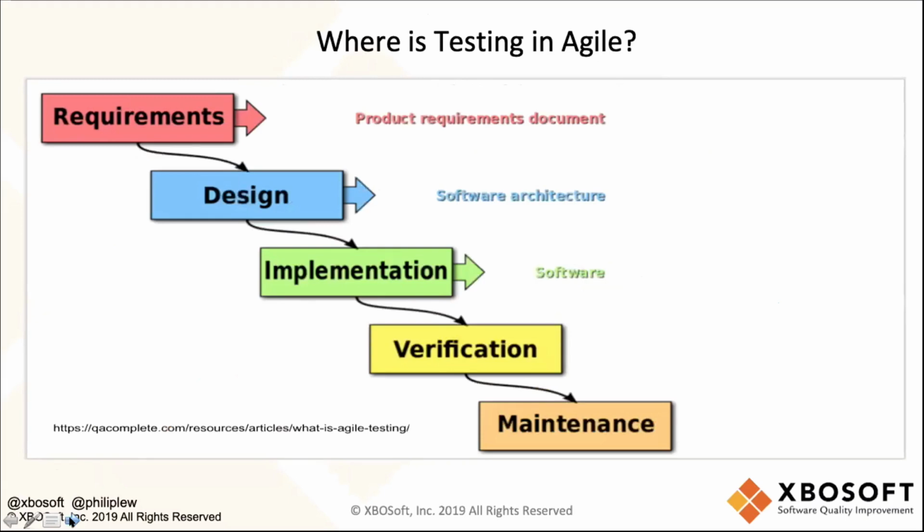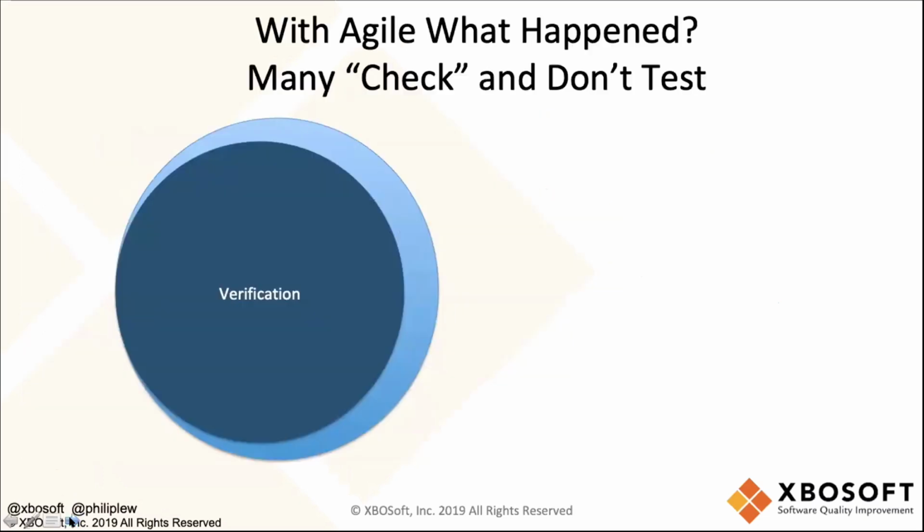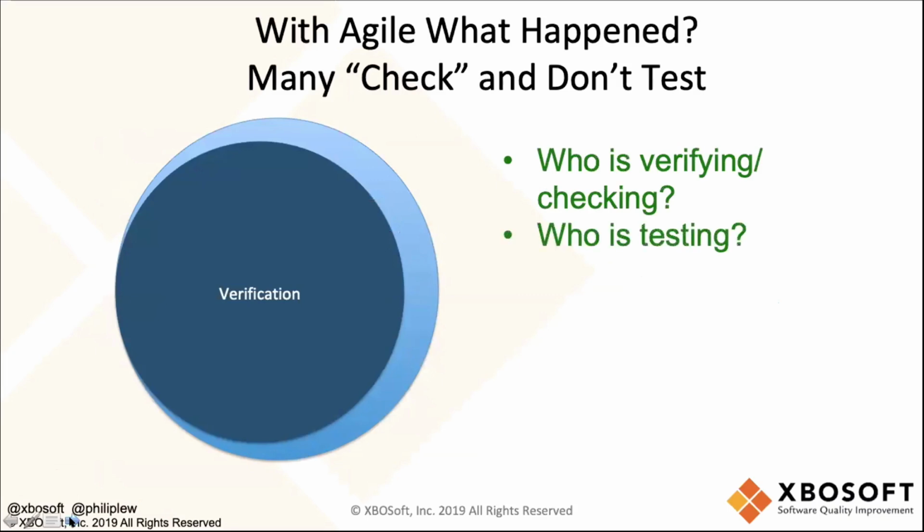So where is testing in Agile? This is a waterfall picture, but as you can see, verification and maintenance, where does the actual testing take place? And I bring up that word verification because verification, I think, is what has happened in Agile testing, because we're going so fast and iterating so fast, all we're doing is checking, right? So checking is not the same thing as testing.